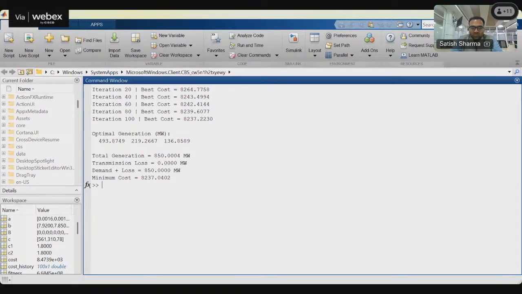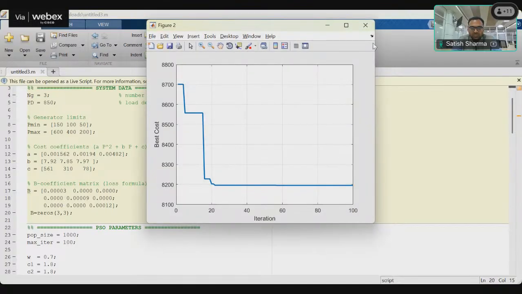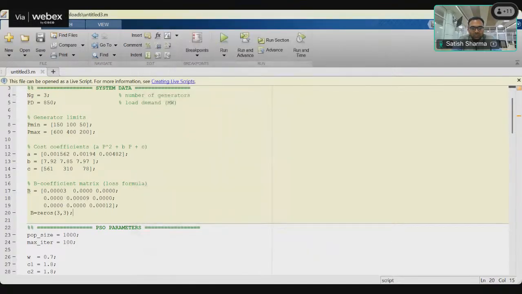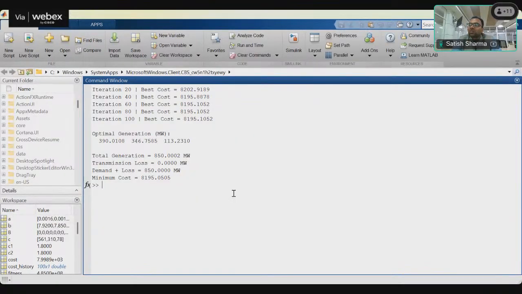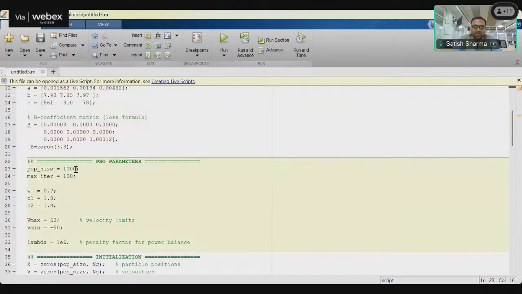Let me solve it again. Now it is somewhat closer to what is available in the book, which is the actual optimal solution, because we know that it's a convex problem and whatever solution is provided in the book is perfectly fine. Now, how can we improve this particular solution? The population size is, let's say, 100. Let's make it 50.